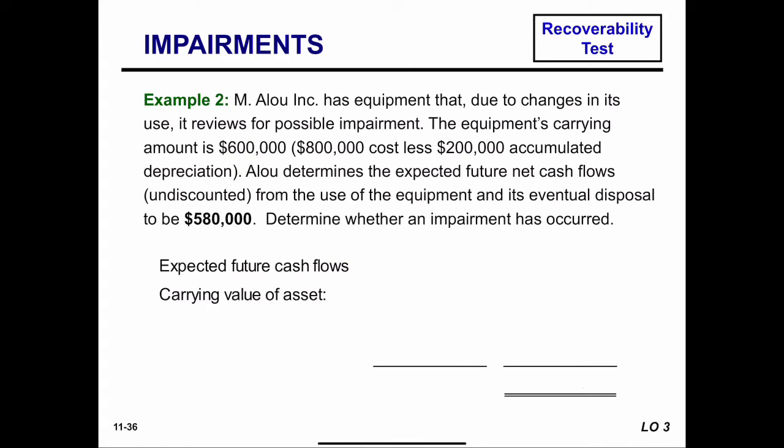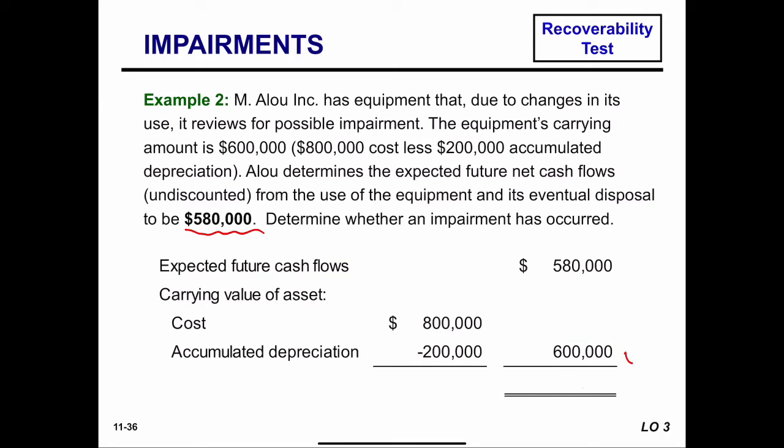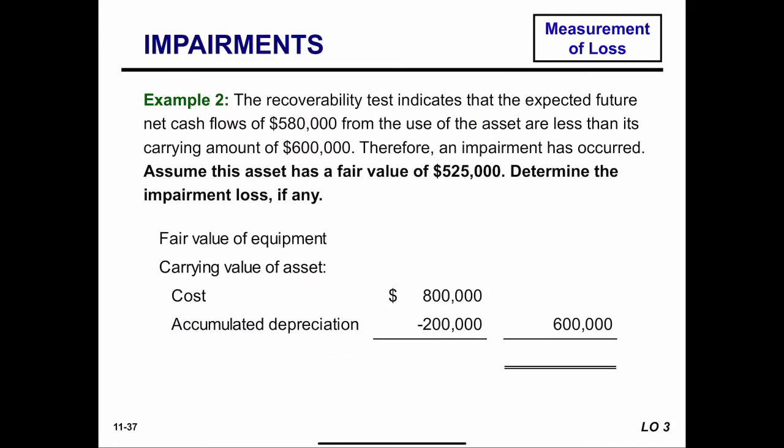Next, we just change the expected future cash flow to a smaller number, 580. The book value is still 600. Expected future cash flow now is 580. That means the asset was overstated by $20,000, so this asset did not pass the recoverability test. We move on to the next step. How much should be recognized as impairment? It is determined by the difference between book value and the fair value.